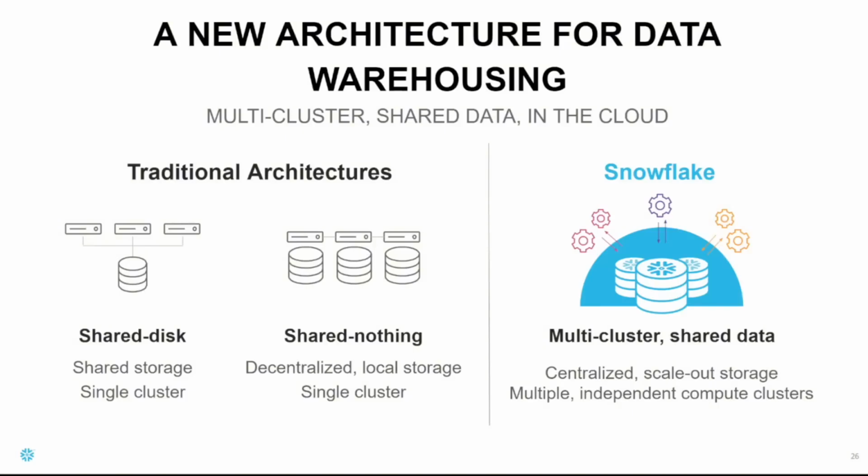So let's look at the traditional architectures we had before Snowflake. There are two types of architecture we followed in the traditional world: one was shared disk, and the other was shared nothing. Shared disk is an architecture used in distributed computing in which nodes share the same disk device, but each node has its own private memory.